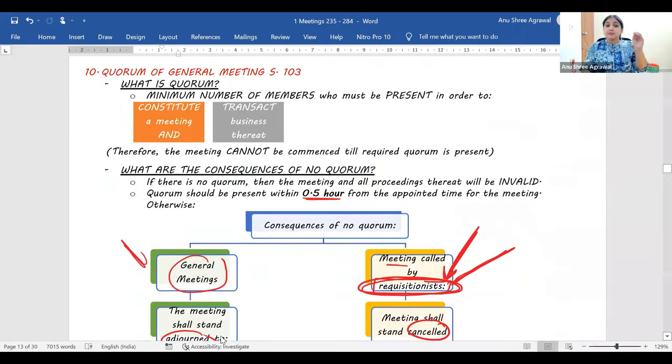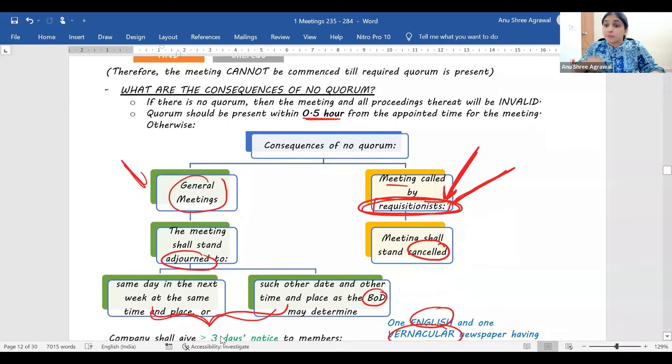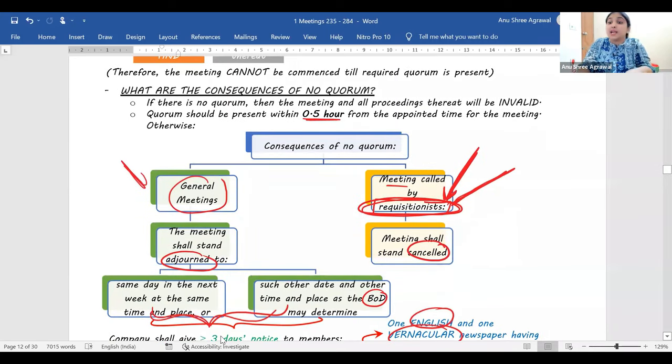Quorum is nothing but the minimum number of members who must be present in the meeting. Only then I can start the meeting. Quorum should not only be present when I start the meeting, it should also be present before every matter. Quorum should be present within half an hour. Otherwise, I will see what kind of meeting it is. I will see who called the meeting. Did the board of directors call the meeting or did the requisitionists call the meeting?